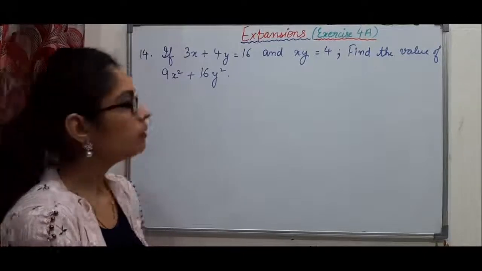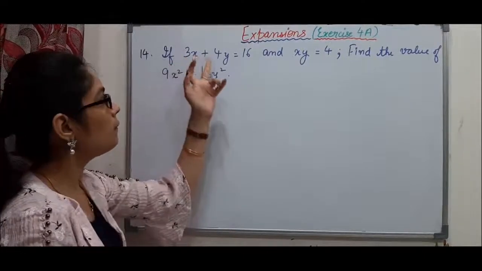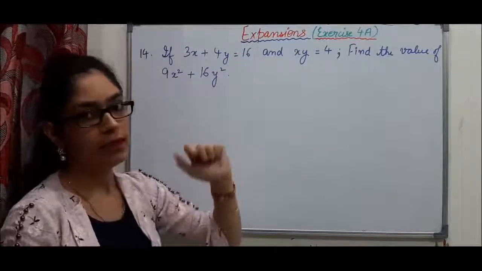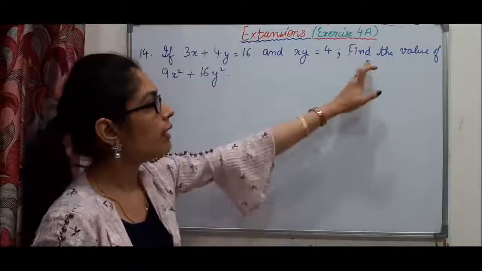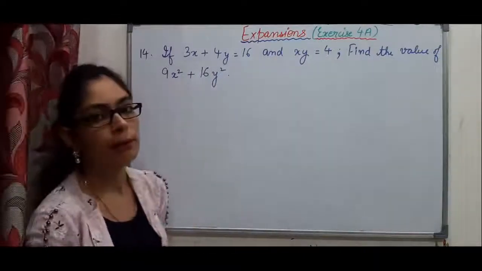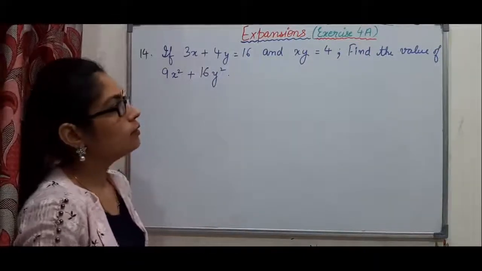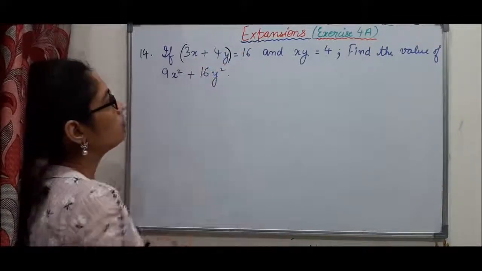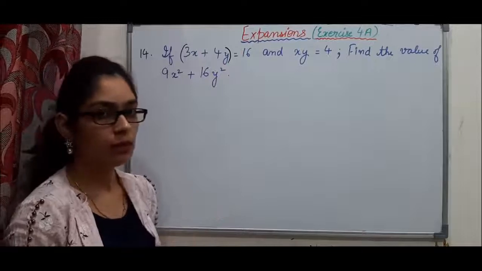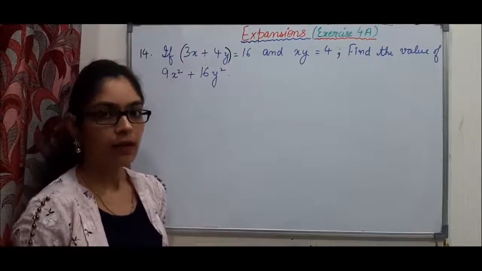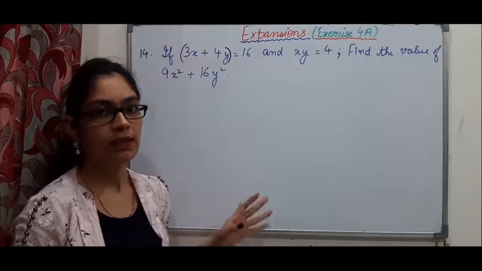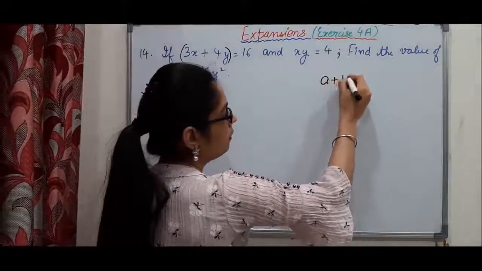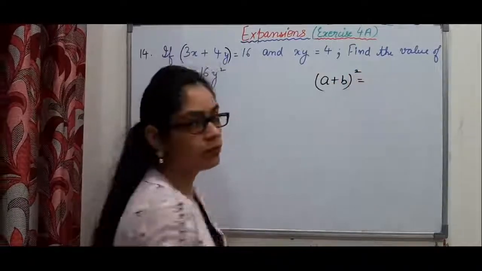In the 14th question it's given, if 3x plus 4y is equal to 16 and xy, means x into y, is 4, find the value of 9x square plus 16y square. See what we have to do, don't think anything. Here 3x plus 4y is given. Two terms they are getting added. So I already told you, when two terms are in the form of addition, we can use this identity, a plus b whole square. So from here itself we have to start.